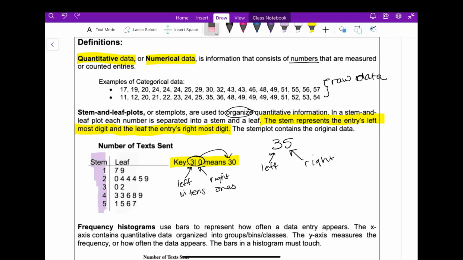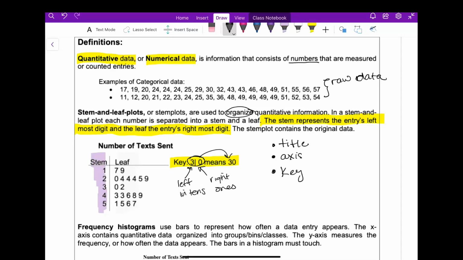Remember the most important things that I need you to look at. I need you to look at the title. So what's the title of this graph? It's number of texts sent. So we're looking at somebody who sent texts. Axes, in this case, it does not have an x-axis and y-axis.